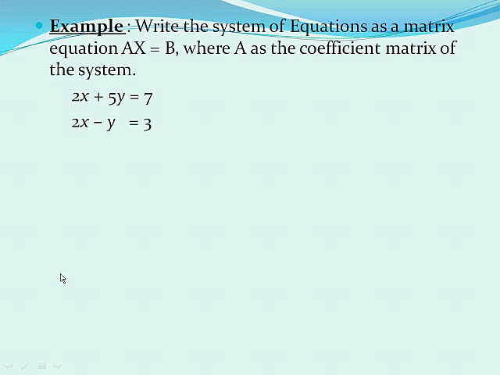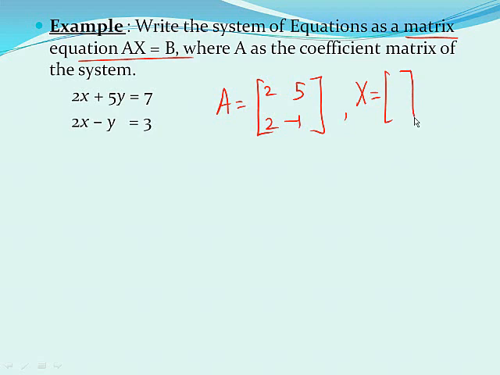So this is just the opposite of that. Write the system of equations as a matrix equation. So we need to write the matrix equation here. Let's collect the coefficient matrix. Coefficients are 2, 5. Second row will be 2, negative 1. Then capital X will be the column matrix representing the variables. We have two variables, lowercase x and lowercase y. B is the column matrix representing the right hand side constants. That will be 7, 3, a 2 by 1 matrix.